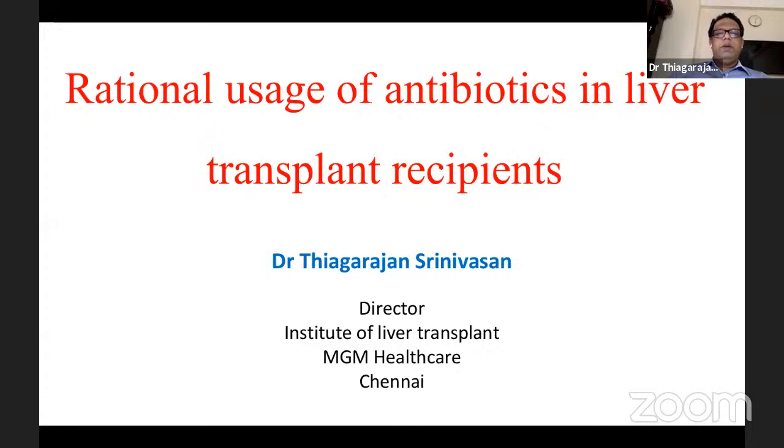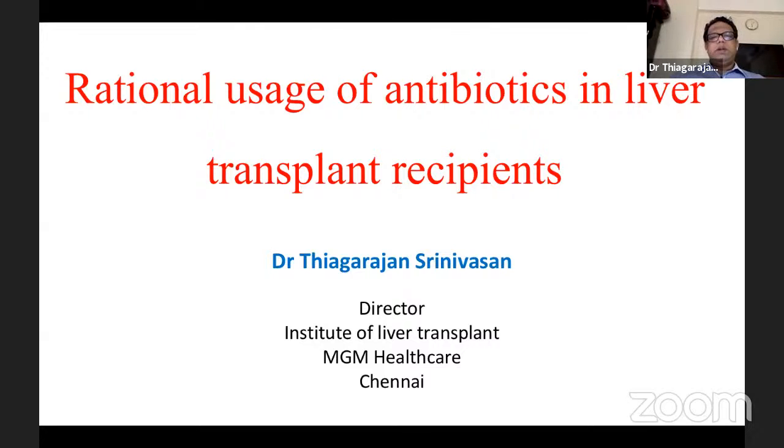Today's topic would be rational usage of antibiotics in liver transplant recipients. As we know, in liver transplant, the commonest causes of mortality and morbidity are infections. Infections are a great nemesis.